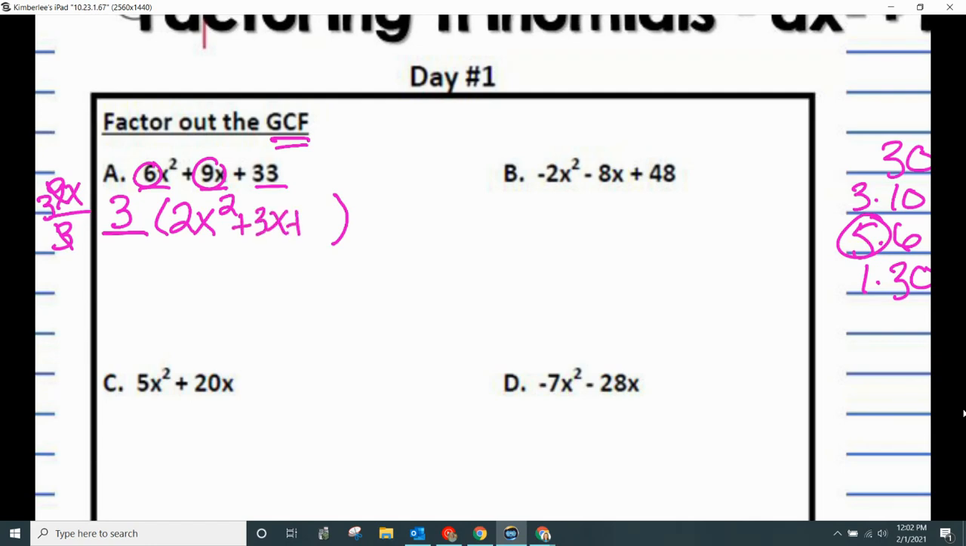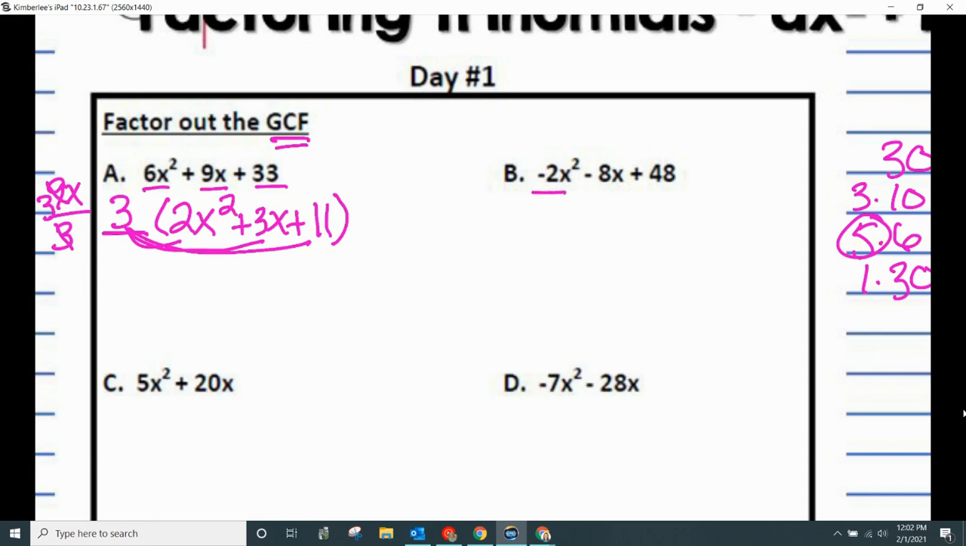And the good thing about factoring out GCF is you can always multiply back through to check it. So you could redistribute the 3 times each piece. And if we did that, we would get our original trinomial up here. Let me do one more with you, okay? So let's look at B.